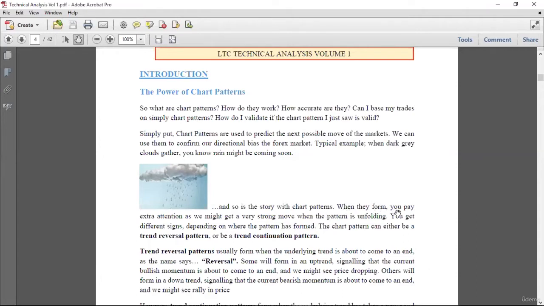When they form, you pay extra attention, as you might get a very strong move when the pattern is unfolding. You get different signs depending on where the pattern has formed. The chart pattern can either be a trend reversal or a trend continuation pattern. So there are two types of patterns. You have trend continuation patterns, you have trend reversal patterns. Look at them just now.